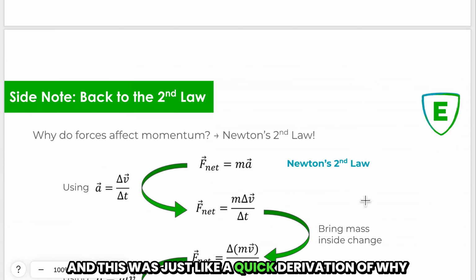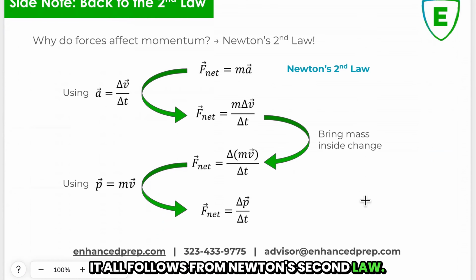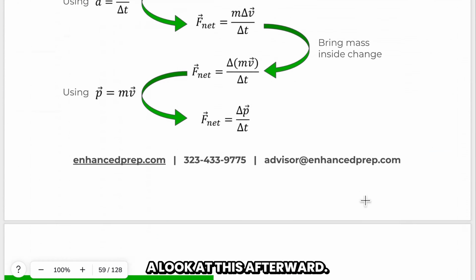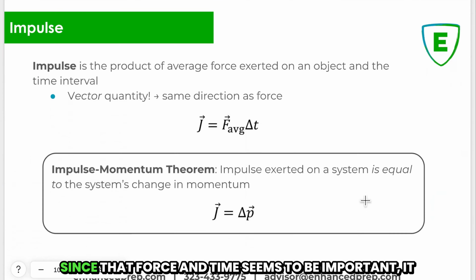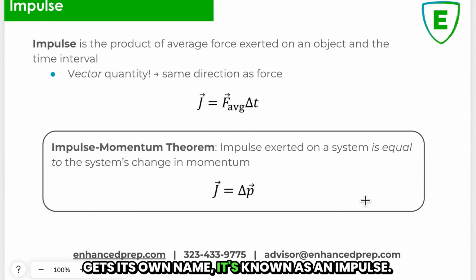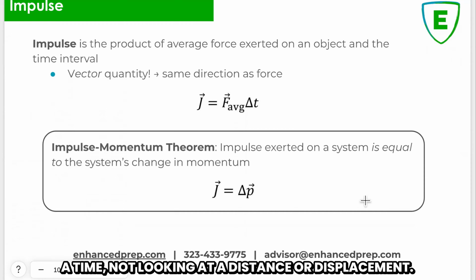And this was just a quick derivation of why that is. It all follows from Newton's second law. You'll get copies of these notes after, so you can take a look at this afterward. Since that force and time seems to be important, it gets its own name. It's known as an impulse. Kind of like work, except again, looking at time, not at distance or displacement.